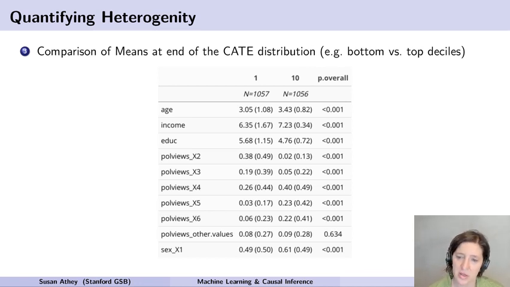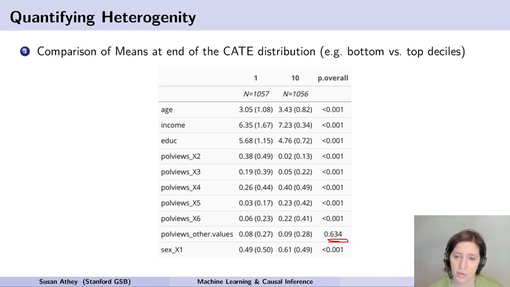And we see in the final column here, we test the hypothesis that those means are equal, and they're different for all of the covariates except for this other value of political views. And so if we then try to interpret this, we're able to say, okay, it looks like older people are in the 10th decile. So that's saying that older people have higher treatment effects. For older people, it matters more whether it's welfare or assistance to the poor.